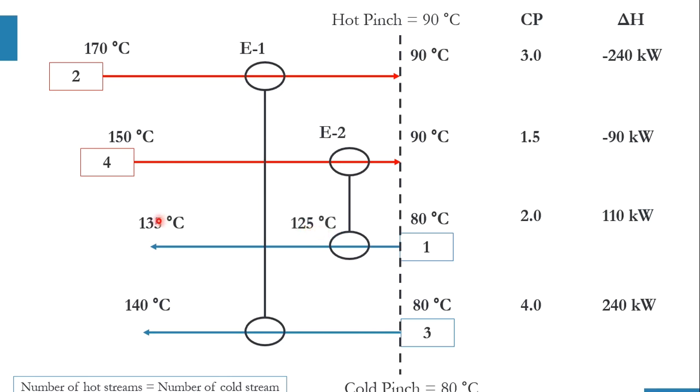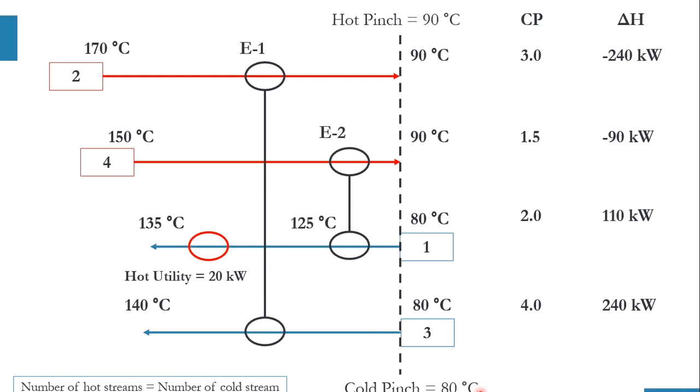So now 135 minus 125, it will be 10 multiplied by 2, it will be 20 kilowatt. So for 20 kilowatt, we require a hot utility. And if you can see that 240 is completely exchanged with 240, and then 110 minus 90. So it means 20 kilowatt was required for this. So the answer here is 20 kilowatt.